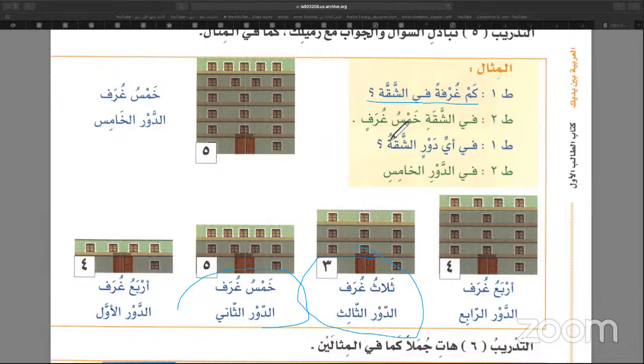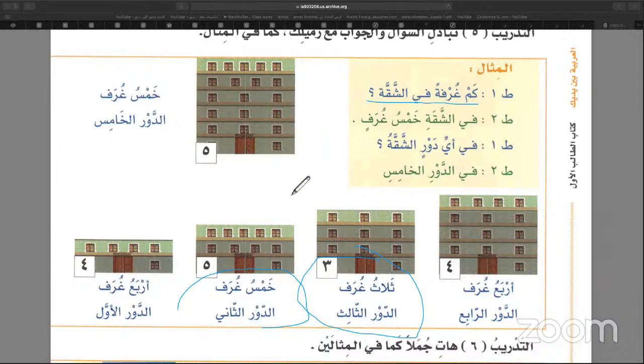في أي دور الشقة. So you're gonna say في الشقة in the apartment 5 غرف. In the apartment there are 5 rooms. Then you're gonna move on to the next question. Move on to the next question.